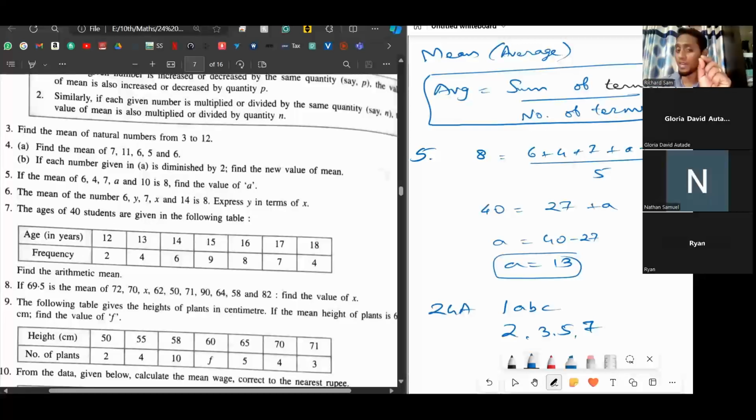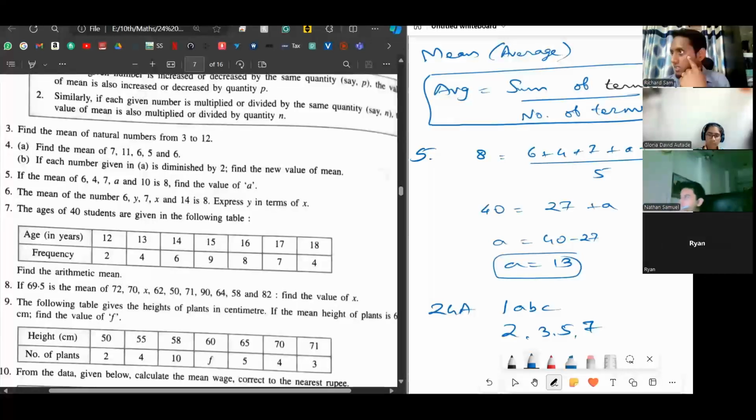Now, what will they ask you to find in this? Sometimes it could be to find the average or the mean. Sometimes it could be one of the terms, or sometimes it could be the number of terms. Okay. So look at the questions. All of them will have something.